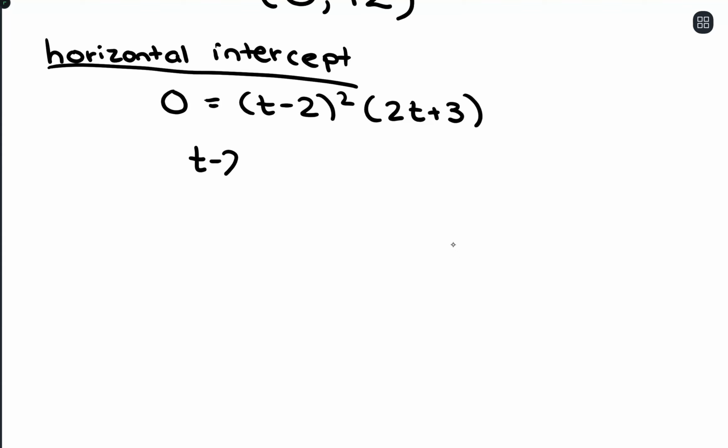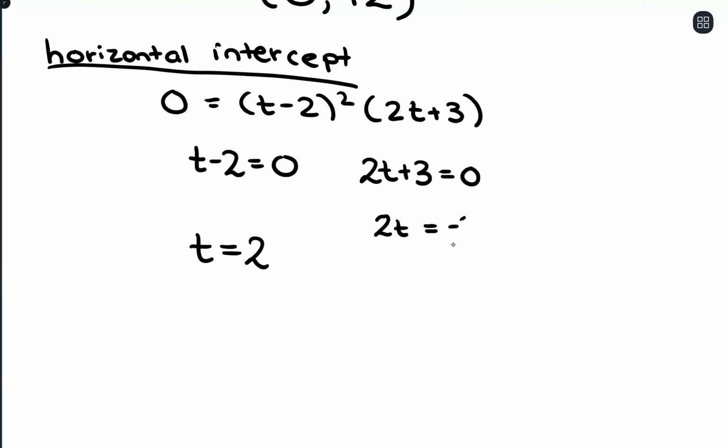So we could have t minus 2 equals 0. With that exponent of 2, we just list that once. So we're just going to have t minus 2 equals 0. And then we're going to have 2t plus 3 equals 0. And then we're going to solve these. So I have t equals +2, and then 2t equals -3, t equals -3 over 2.